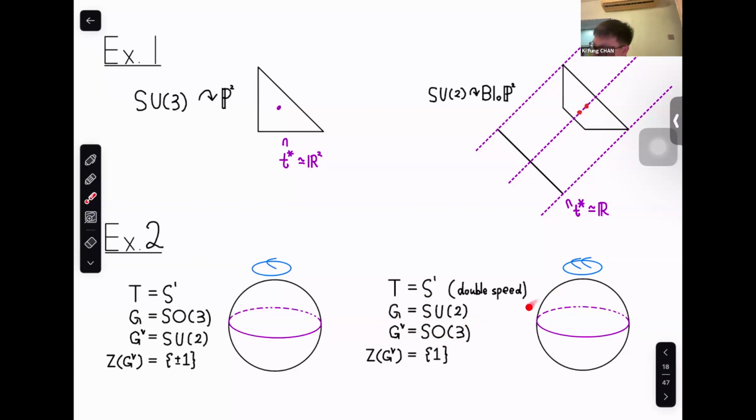So in our theorem, we say that the holonomy along the T orbit has to be in the center of the dual group. In this case, an S1 orbit is 2 times the equator, right? 2 times the great circle. The holonomy along the equator is equal to plus or minus 1, so the holonomy along an S1 orbit can only be 1. So that also matches with our theorem. Any questions so far?